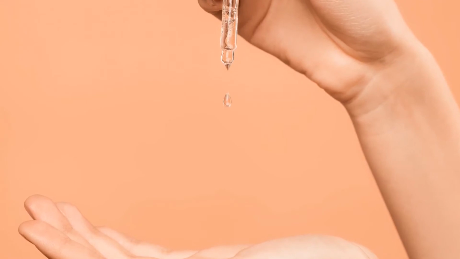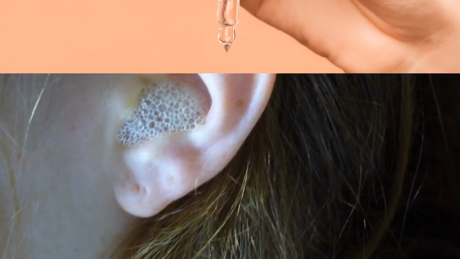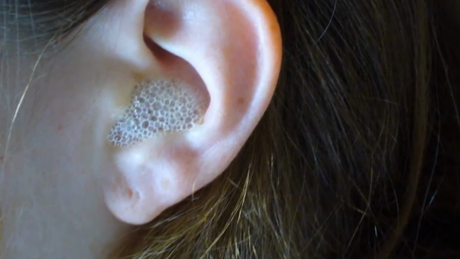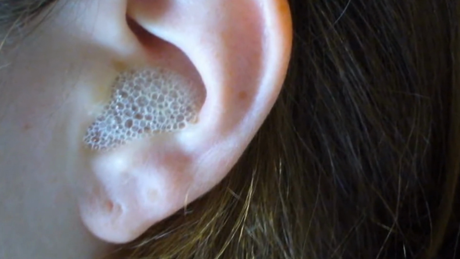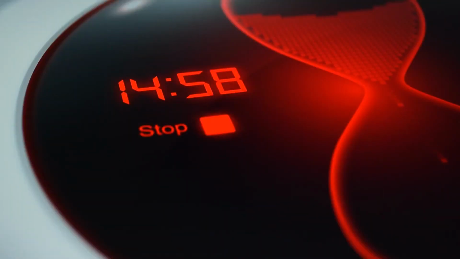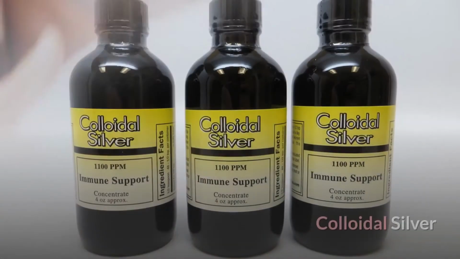Using a dropper, fill the ear canal with peroxide. Pull gently on the ear lobe to help the peroxide go all the way down into the ear. If an infection is truly present, there will be lots of white bubbly foam coming out of the ear. This is all normal. Retain the peroxide in the ear for 5 to 15 minutes. Then turn over and allow the peroxide to flow out onto a towel.